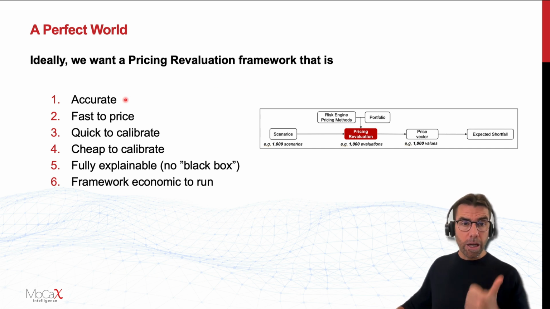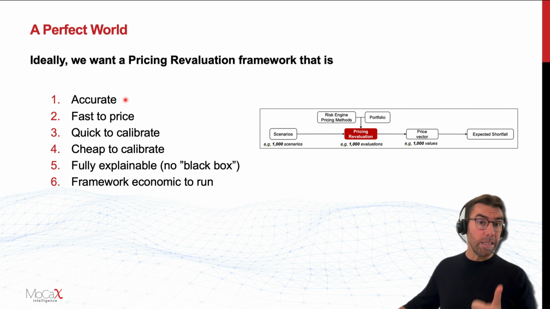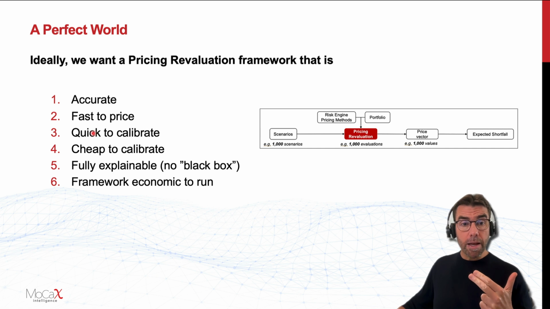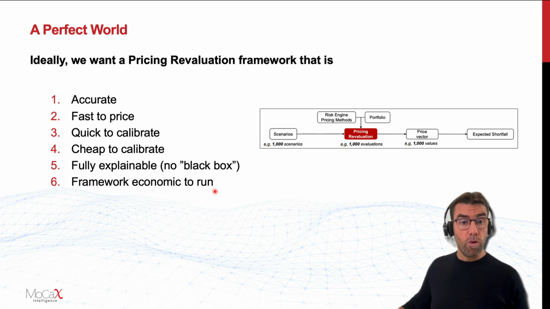So in a perfect world, how would the pricing revaluation framework look? We want it to be accurate enough for the P&L attribution test in a stable manner, of course. We want it to be fast to price. We want it to be quick and cheap to calibrate. We want it to be fully explainable, that is, no black boxes. And finally, the whole framework should be economic to run. That's what we're looking for here.